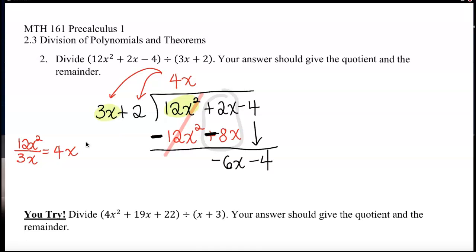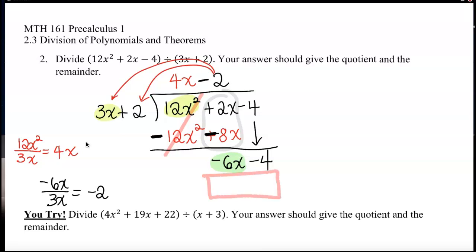All right, we're dividing one more time. So divide the first term. The first term here is negative 6x. So what is negative 6x divided by 3x? That is negative 2. So you write down negative 2 next to the 4x, and we're going to distribute or multiply negative 2 to this term. And we will write that answer below, negative 6x minus 4.